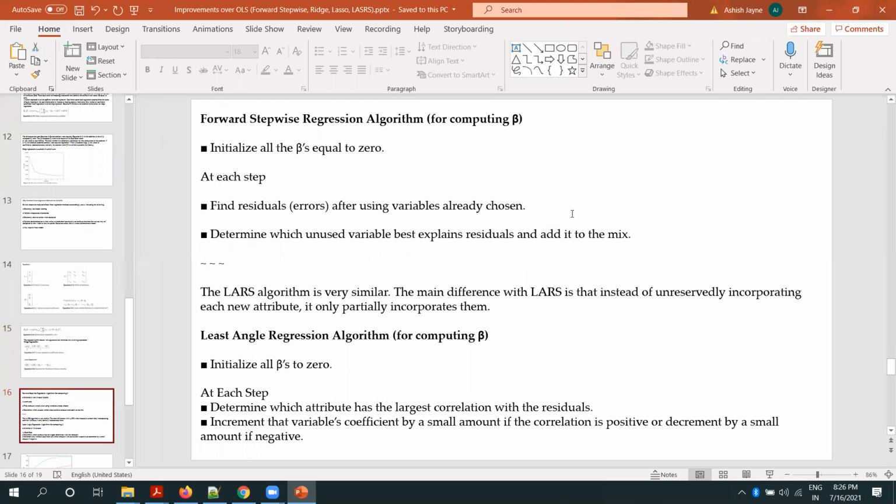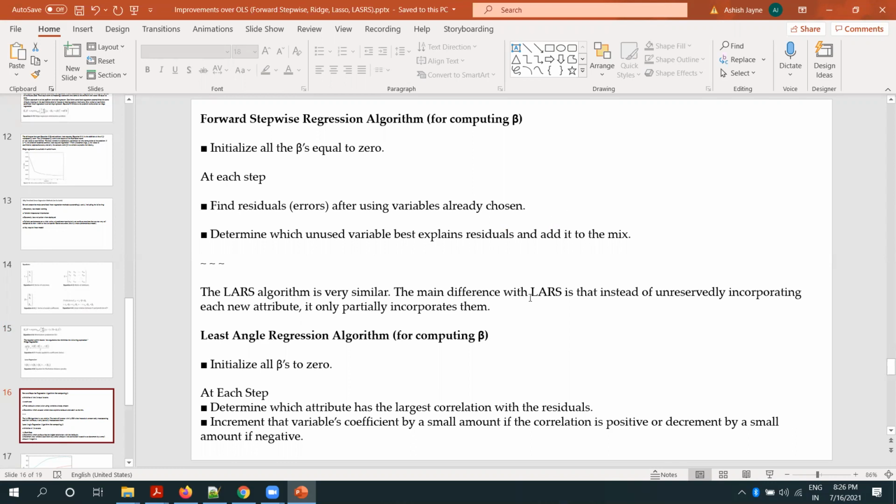The algorithm for computing beta: you want to compute beta also, right? That is the ultimate goal. We know the x, we want to compute beta. Now how do we compute beta? In forward stepwise regression, you initialize beta, and at each step you find the residual errors after using variables already chosen, and determine which unused variable best explains residuals and add it to the mix.